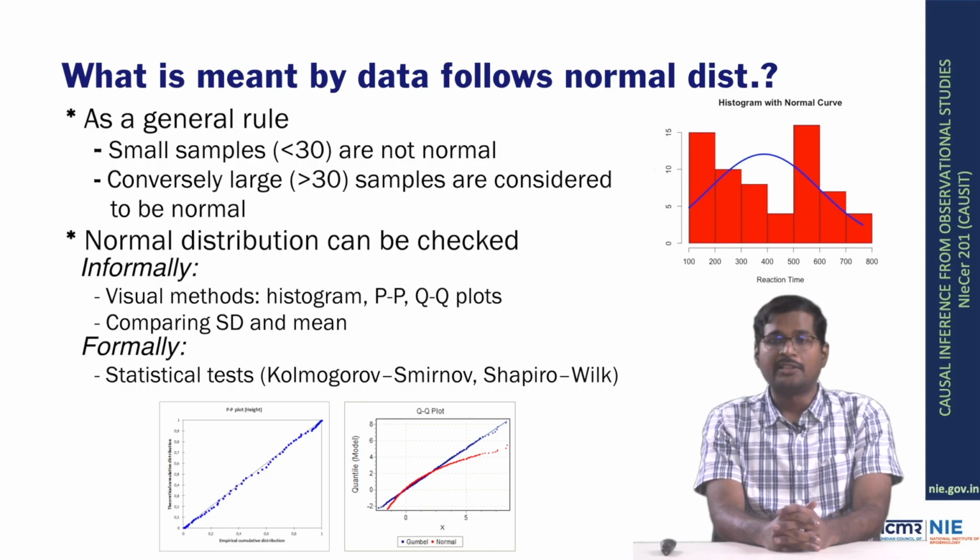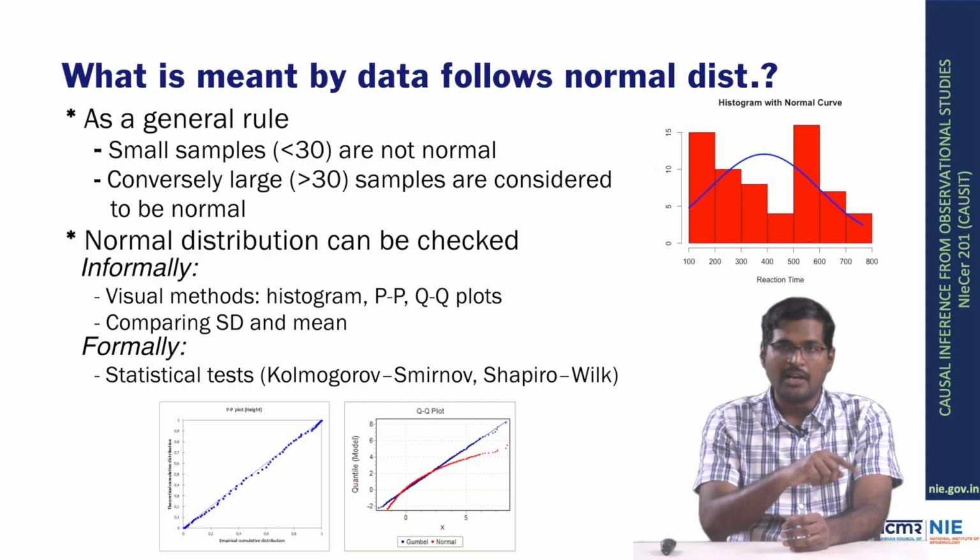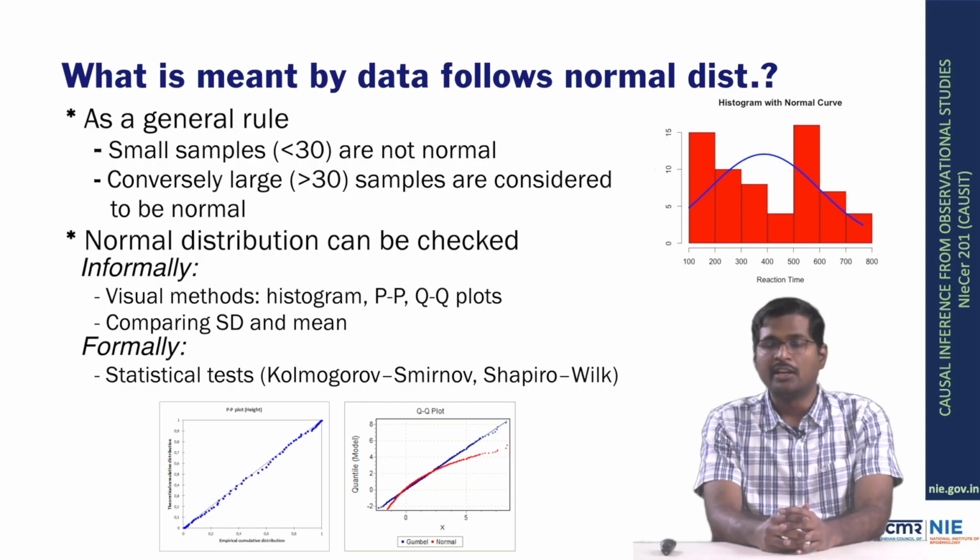There are visual methods of checking whether a variable follows normal distribution. For example, you could draw a histogram, a PP plot or a QQ plot and see whether the bell-shaped curve is followed or not. You could compare the standard deviation and mean of a particular variable and see whether the standard deviation is very high compared to the mean. Usually, if the standard deviation is 2 or 3 times more than the mean, then it is probably not normally distributed. And there are some formal statistical tests to check whether the distribution is normal or not normal.